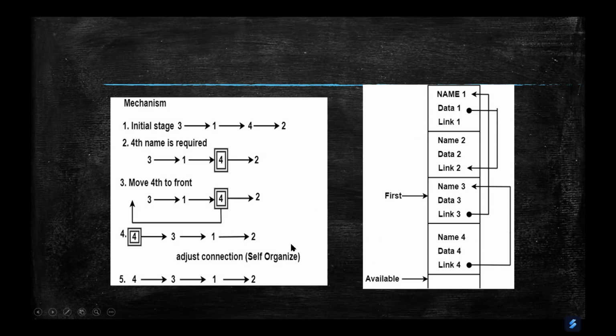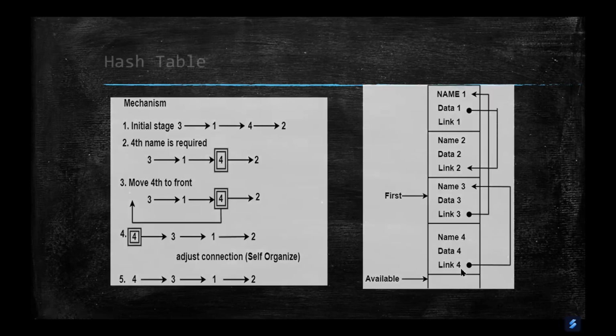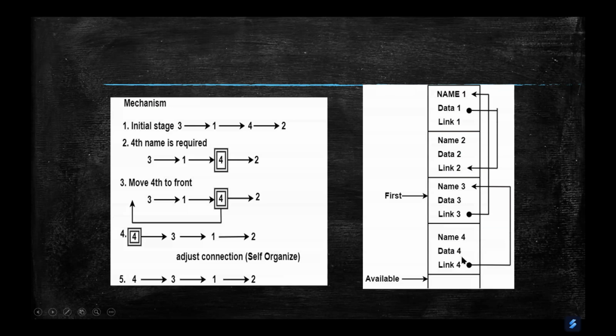Right? Look here, 4. First we are going to get 4, then 3, 2, 1, 2. Based on this movement, finally we are going to get this.